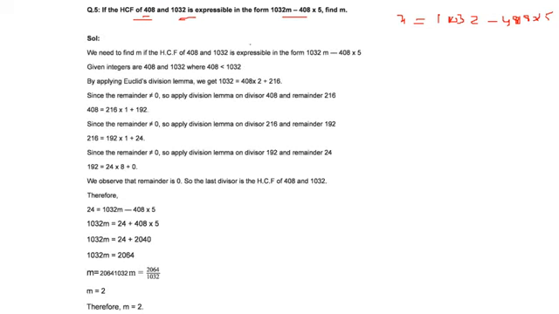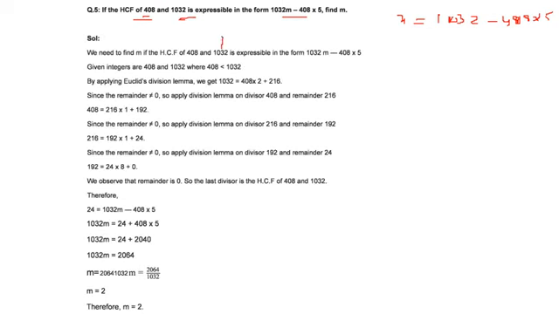If the HCF of 408 and 1032 can be expressed in an equation form, 1032m minus 408 into 5, we have to find m. So it becomes quite easy here. We just have to find out the HCF of these two numbers, and when we find out the HCF of this number, say it is x, we'll just equate it with 1032m minus 408 into 5. This is what we have to do. So now we are aware how to find out the HCF. We'll just quickly jump into finding the HCF.